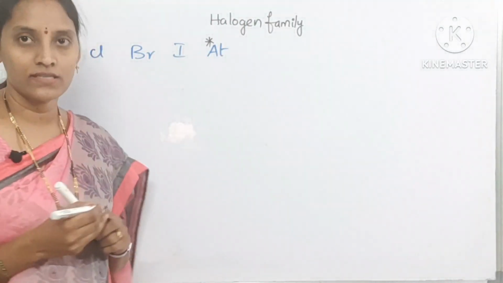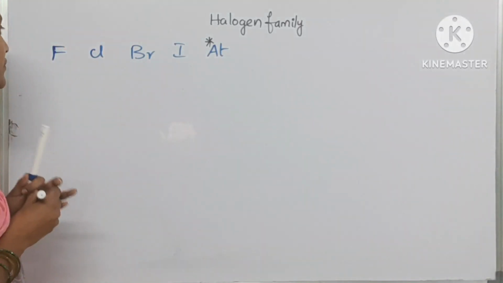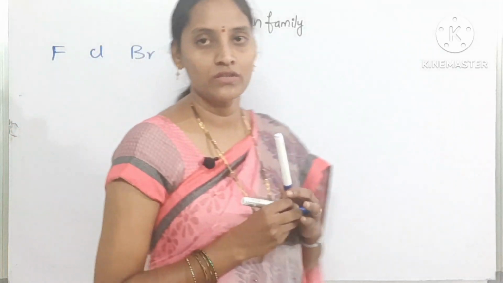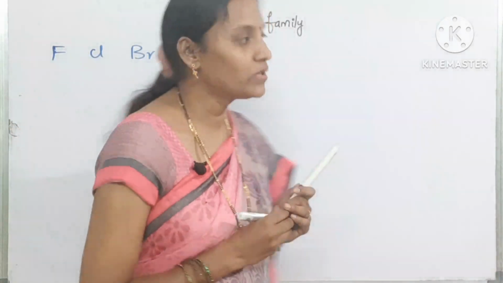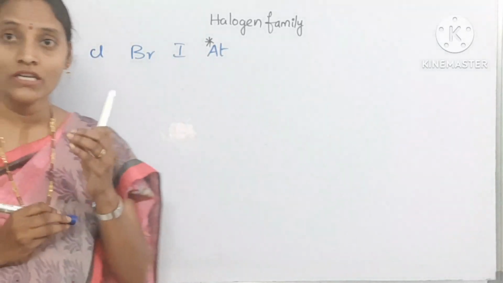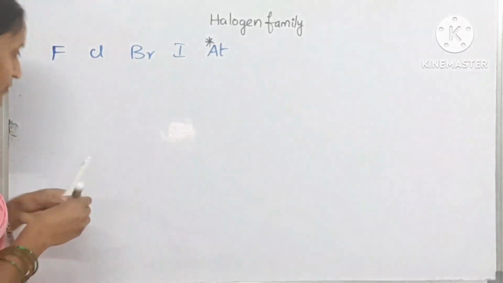I have indicated it with a star. Just remember, radioactive element. If you see the abundance of these group 17 elements, especially fluorine is available in the form of insoluble salts. You can see a few examples.